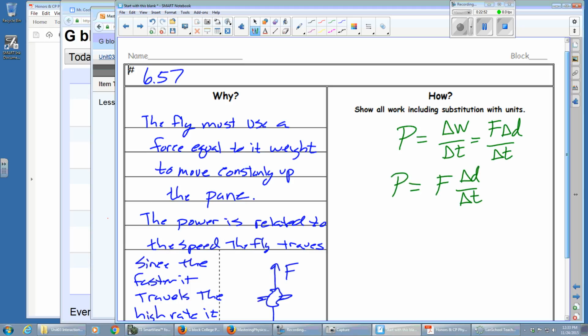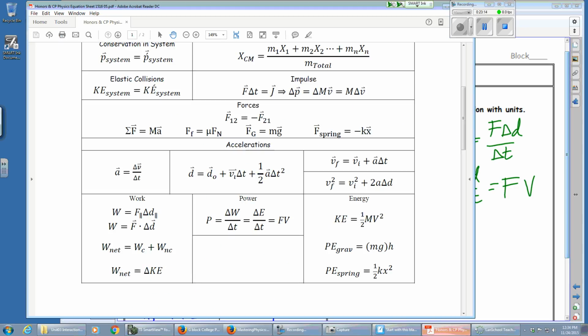What's delta d over delta t? What's the rate that the displacement changes? The velocity. So this is force times velocity, or force times speed, and that's actually on our equation sheet. If you look on our equation sheet, power is here, and force times speed here.